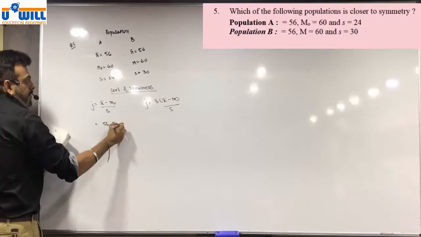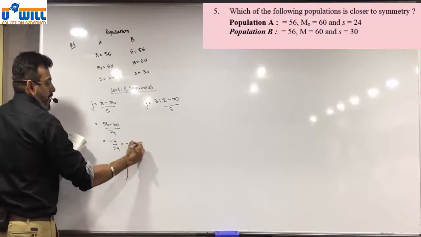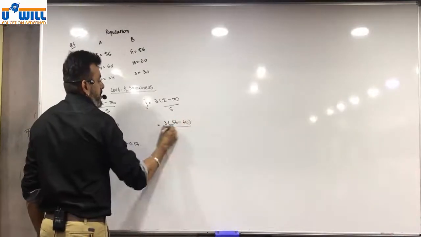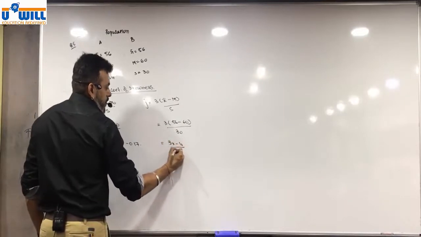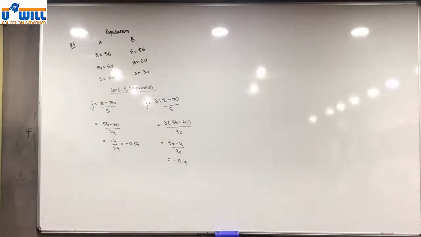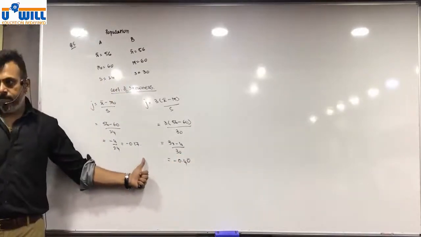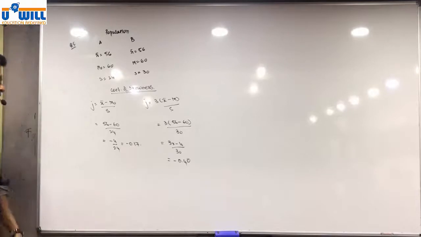So for A: 56 minus 60 by 24, minus 4 by 24, is minus 0.17. And over here for B: 3 times 56 minus 60 upon 30, 3 into minus 4 by 30, is minus 0.4. Answer will change. Minus 0.4, that means the magnitude is 0.40. Okay, and this is 0.17. Which is nearer to 0? A, minus 0.17.